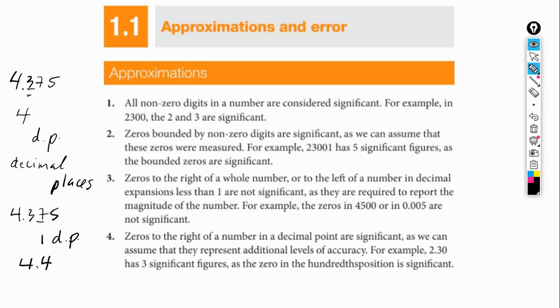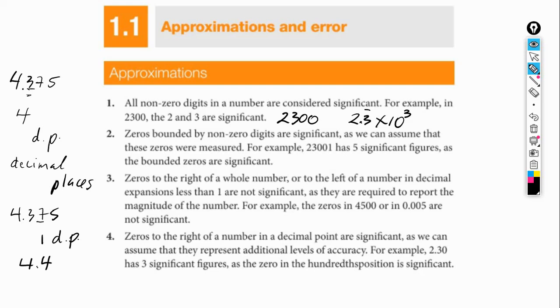Okay, so what we have here to the right are the rules for significant figures. Now, these significant figures really have to do with zeros in a number, right? So for example, if you have a number like 2300, the only significant numbers here are 2 and 3. One way to think about it is, how can I write this in scientific notation? You could write it as 2.3 times 10 to the 3.